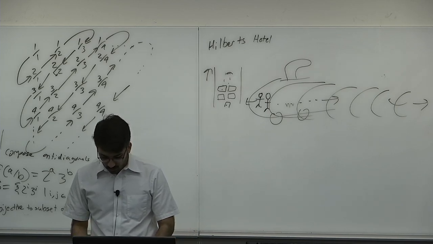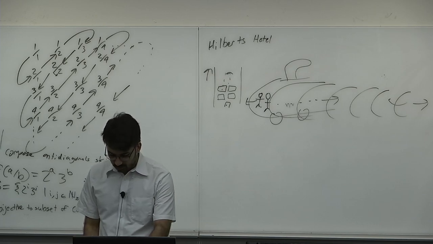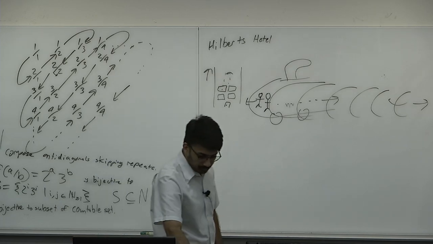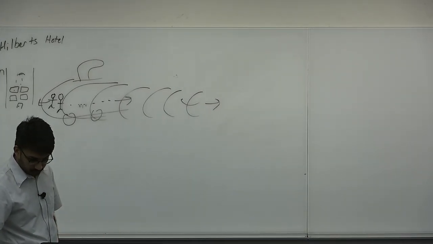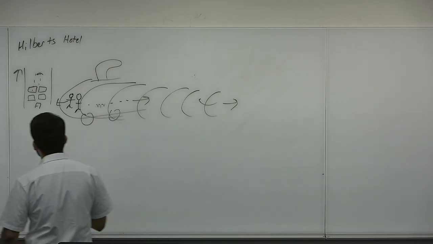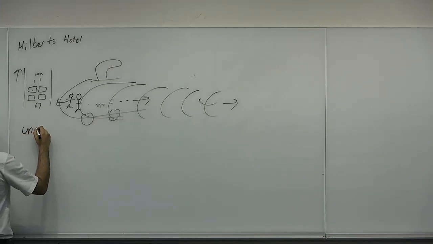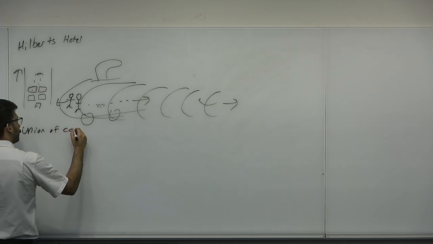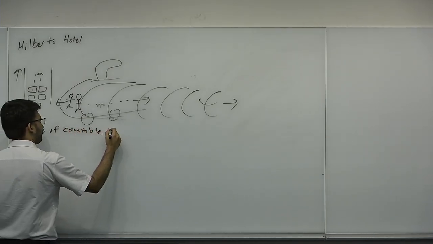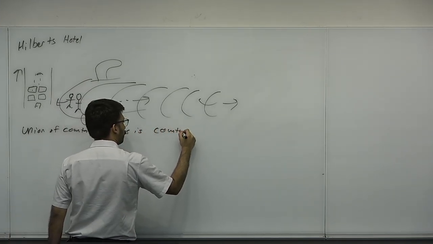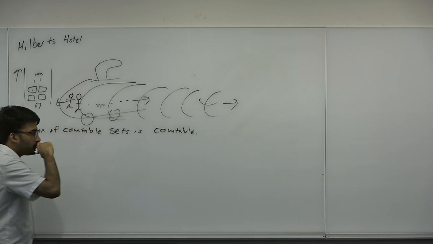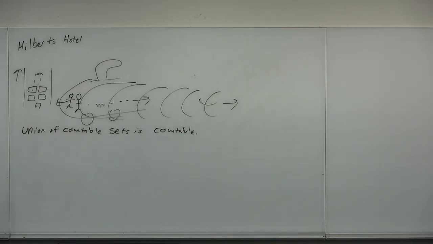Okay, so I want to give you some ways to prove countability. The union of countable sets is countable. I'm going to do two proofs right here, and I'm going to be kind of unrigorous, but I think the intuition should fill in the gaps.